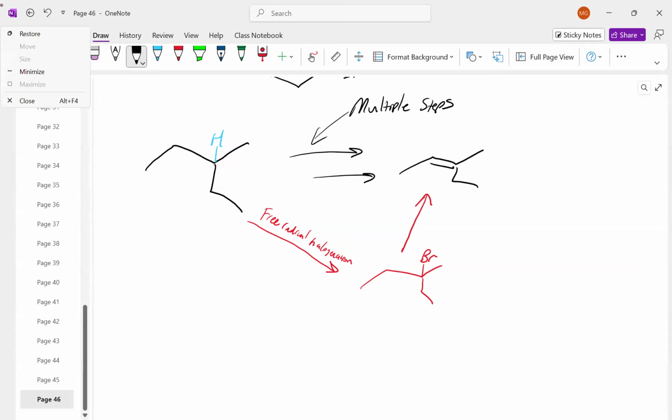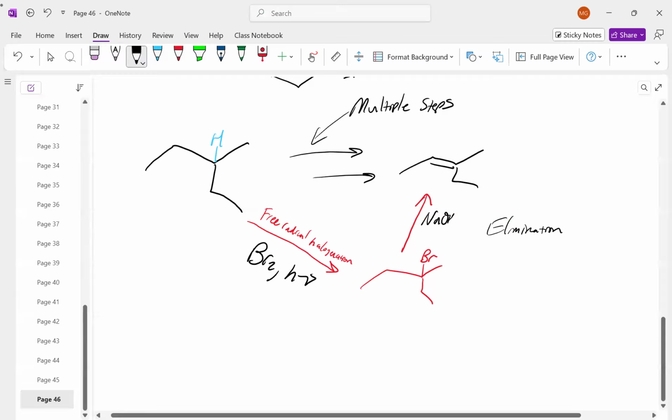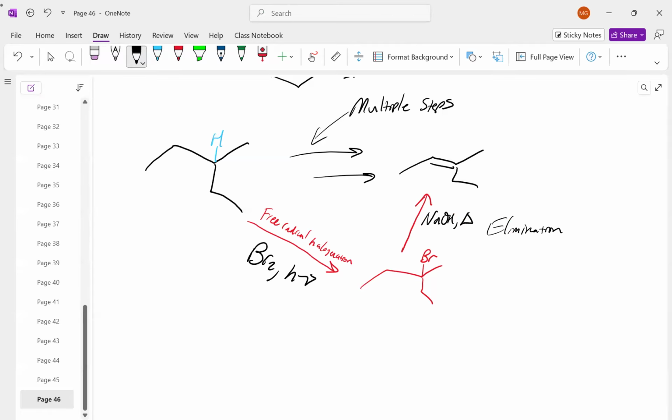Okay, so how do I do a free radical halogenation? Well, I need bromine and light. That's what we learned when we talked about free radical halogenations earlier. So that'll get me to the alkyl halide. And I said, well, I need to do an elimination here. What sorts of things will do that? Well, let's use a strong base and a lot of heat. And that will do mostly the E2 elimination.